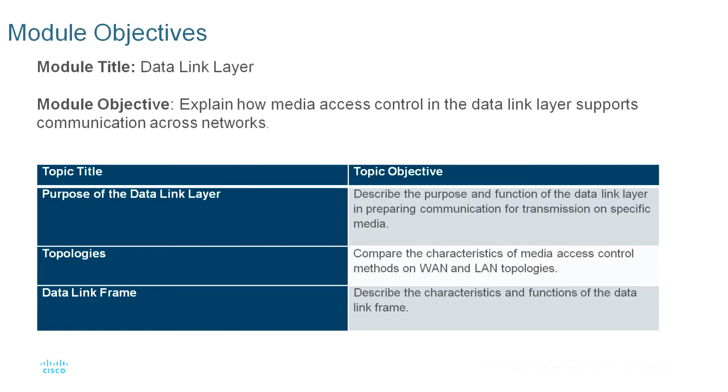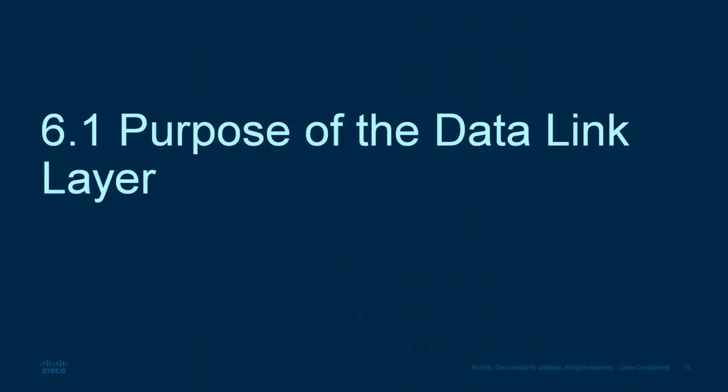Module name, data link layer. The objective of this module is media access control in the data link layer, which supports communication across networks. In this module, we will also discuss the purpose of the data link layer, topologies, and the data link frame. The first one, purpose of the data link layer.